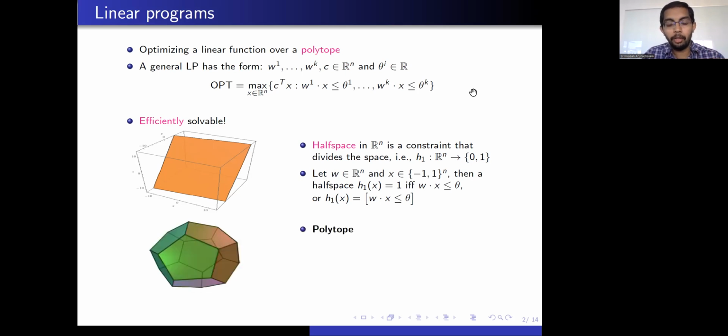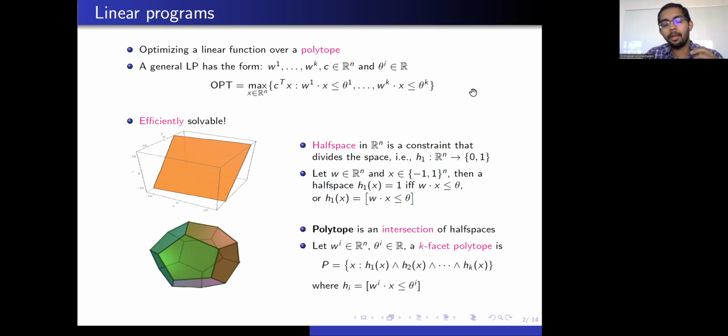Now let's look at what a polytope is. A polytope is just a collection of half spaces. In particular, it's an intersection of half spaces. Think of Wi as defining the i-th half space, together with theta i. Then a k-facet polytope is just the feasible region of the intersection of H1, H2, all the way to Hk, where again Hi is the indicator function that the inner product between Wi and X is at most theta i. So that is a polytope.